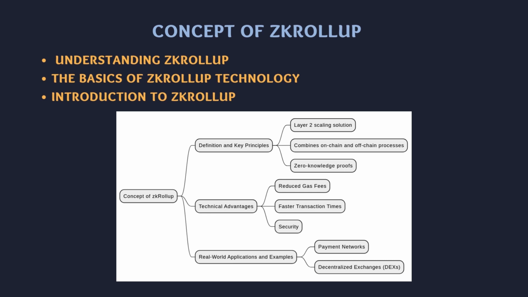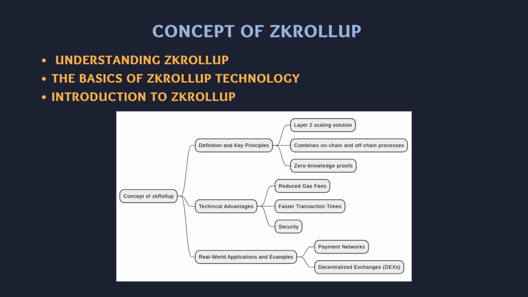Some of these advantages include: because zkRollup processes transactions off-chain and only posts the final proof on-chain, it significantly reduces the gas fees compared to processing each transaction on-chain. By aggregating multiple transactions into a single batch and validating them together, zkRollup can achieve much faster transaction times. zkRollup inherits the security of the underlying blockchain. The use of zero-knowledge proofs ensures that transactions are secure and verifiable.